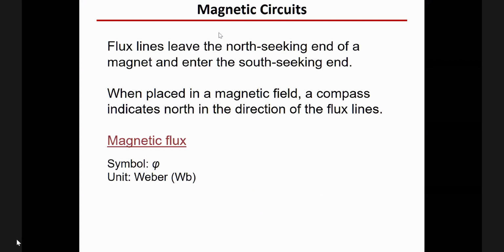For example, in a compass, usually the indicator is following these magnetic field flux lines. And the symbol for the magnetic flux is phi, and the unit, as I mentioned, is Weber or WB.